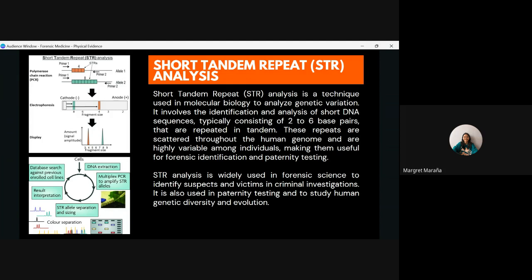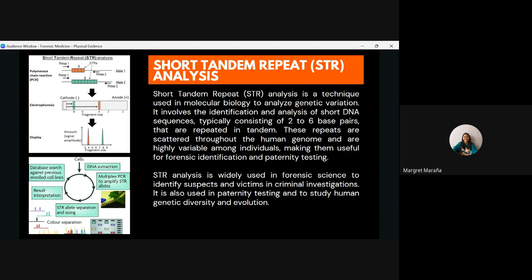Ngayon, yung analysis na to, ang ginagawa niya, ine-examine niya kung ilan yung number of times na yung isang certain STR sequence ay re-repeat sa ating DNA. Now, yung mga repeats na to, nag-occur siya sa same location sa DNA ng bawat tao. Pero yung amount of times na magre-repeat siya is different sa bawat tao.